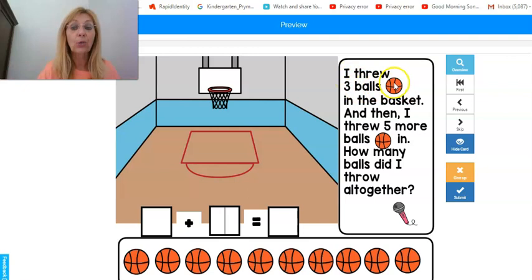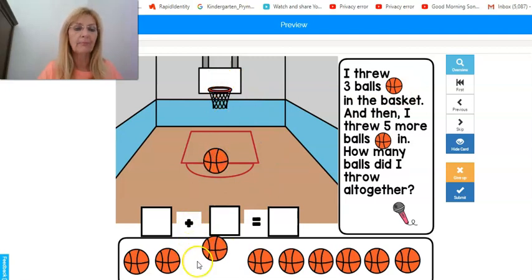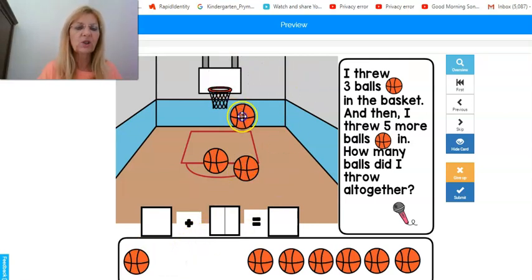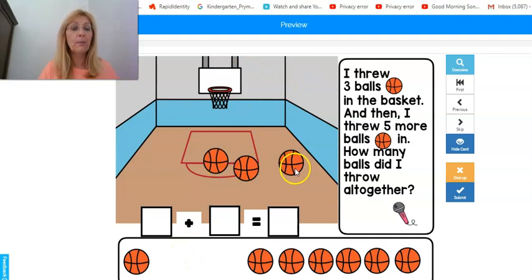I threw 3 balls in the basket. And then I threw 5 more balls in. How many balls did I throw altogether? So first, look here. He threw how many? 3. So act that problem out. Throw 3 balls in. Whoosh. 1. Swish. 2. Swish. 3. He threw 3 balls in.